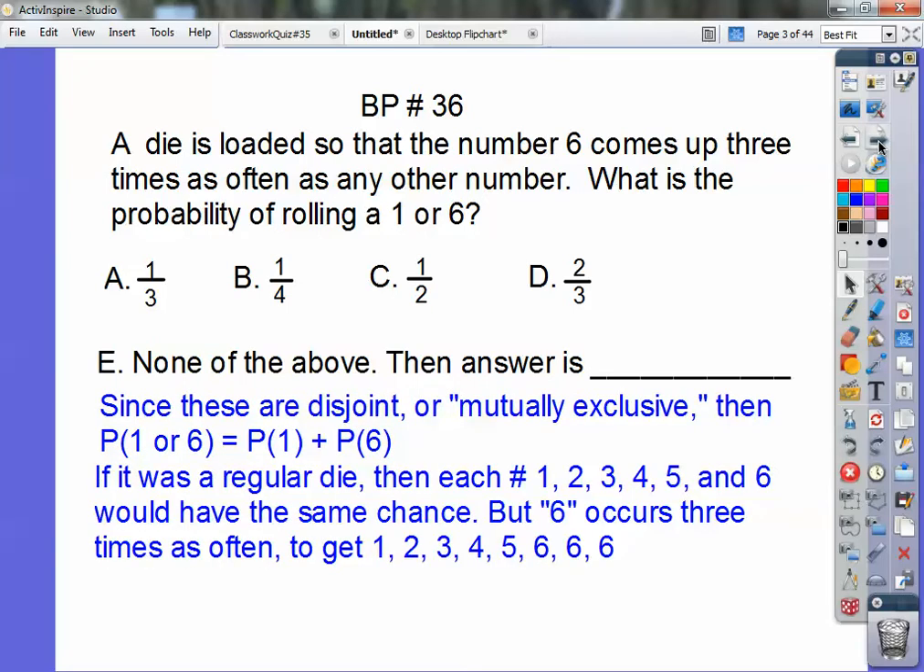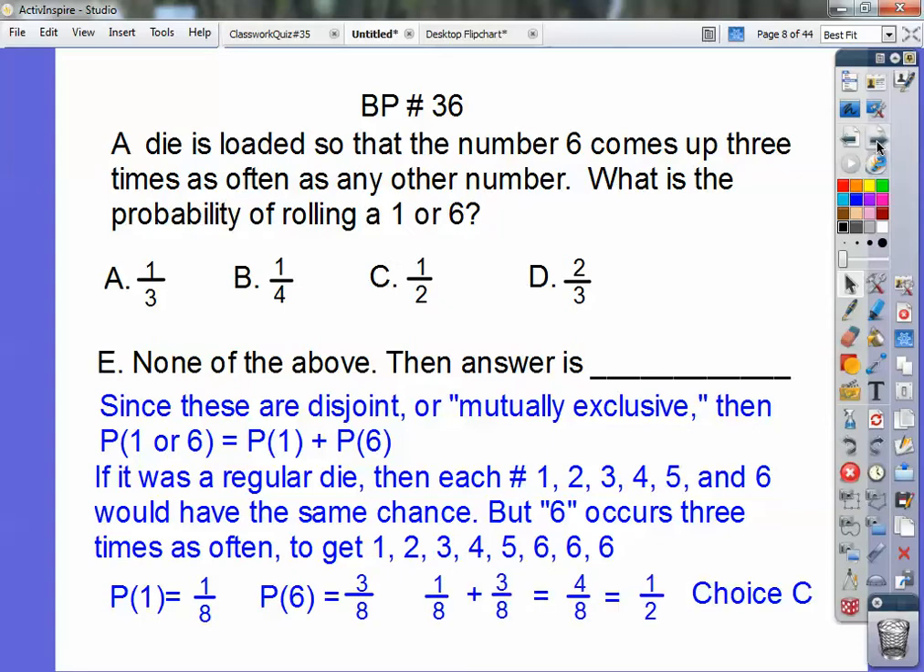If it was a regular die, then each number, 1, 2, 3, 4, 5, 6, would have an equal chance of coming up. But the 6 occurs 3 times as often. So you have to write a couple more 6s in this category because there's 3 of them that come up for only one of all the other numbers. So that's going to create 8 numbers. So the probability of pulling a 1 is 1/8. Probability of pulling a 6 is 3/8. So 1/8 plus 3/8 equals 4/8, and you get 1/2, choice C.